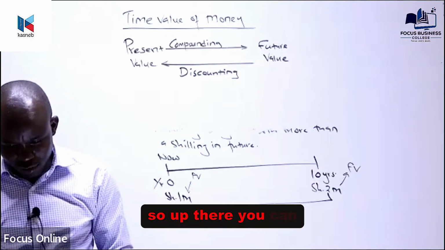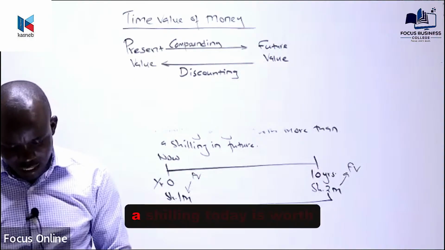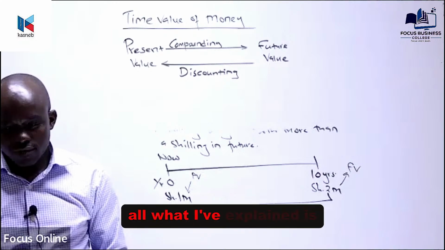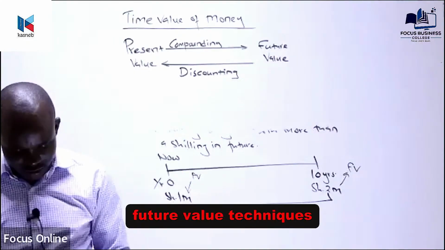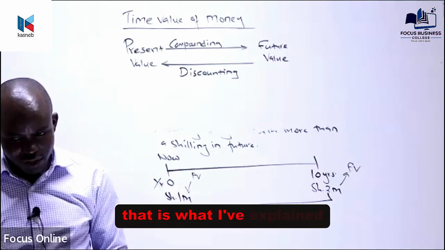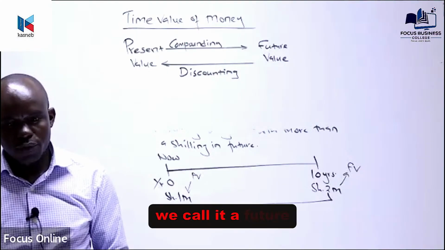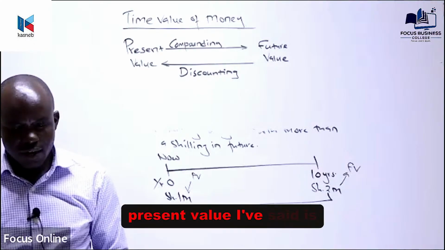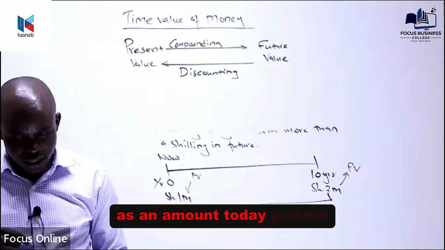So up there, you can see the introduction, concepts of time value of money. A shilling today is worth more than a shilling tomorrow. All what I've explained is what you can find there. Future value techniques, you can see there we have future value. That is what I've explained. An amount that will be paid or received in future, we call it a future value. Then we have present value techniques. Present value, I've said, is an amount today.